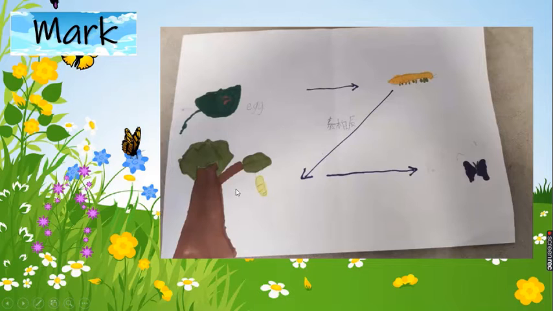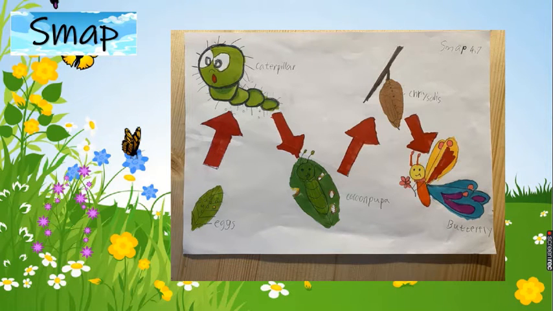And then it turns into a pupa that wraps itself in a cocoon and hangs on a tree. And then it turns itself into a butterfly that will soon lay eggs. Thank you, Mark. And here's Map's illustration of the life cycle of a butterfly. Look how lovely and cute is that.